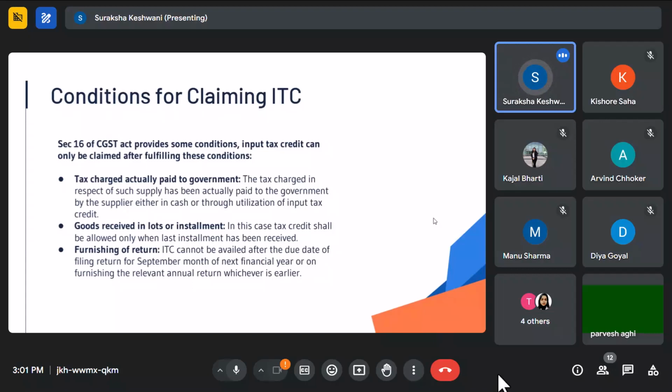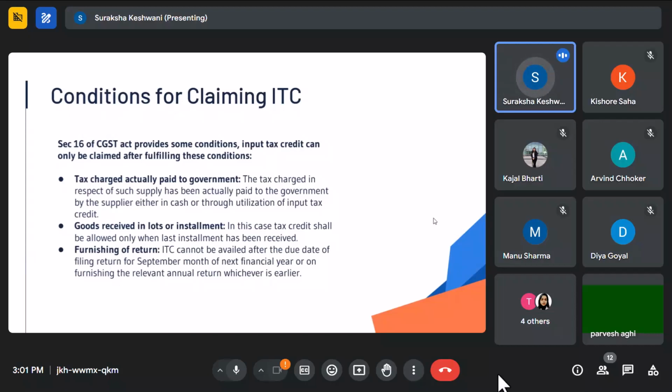Next, the tax should actually be paid to the government. Basically, your supplier, the person from whom you bought the flour, should have paid the tax, and only then can you avail that input tax credit. We cannot ask the government to give the credit before the supplier has paid the tax.